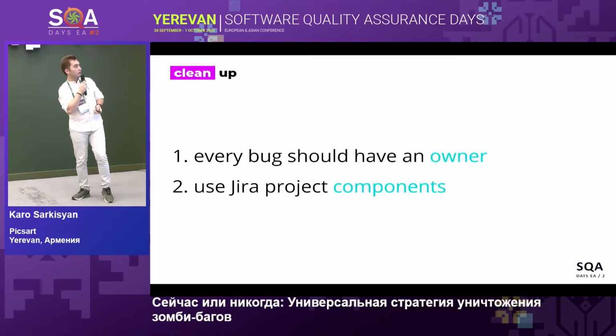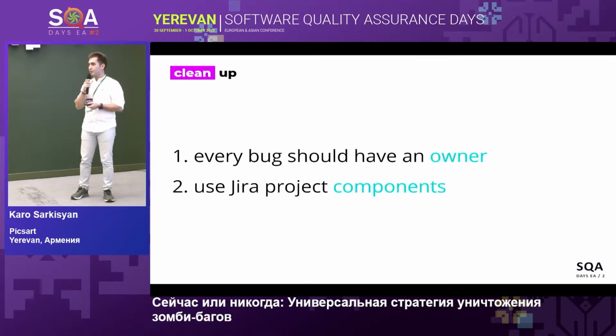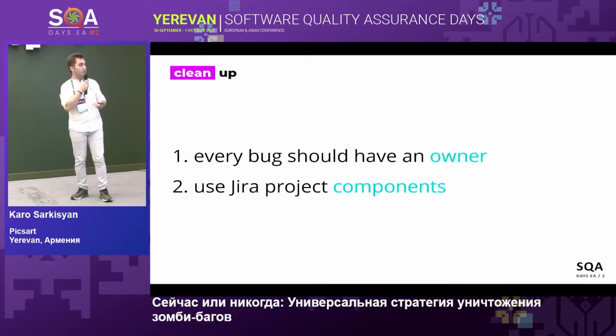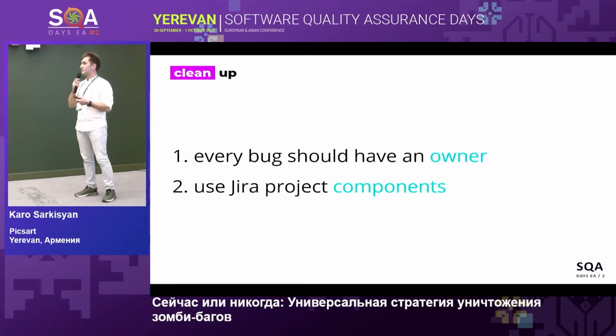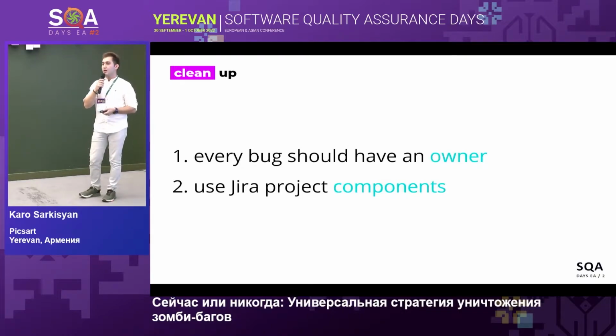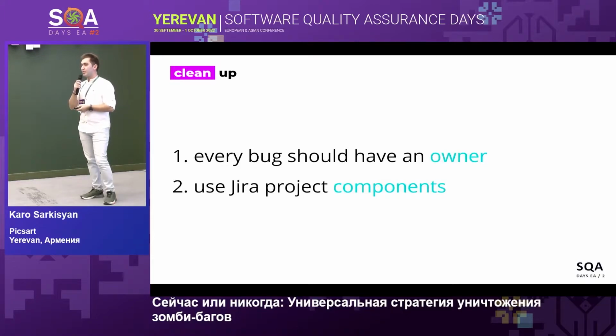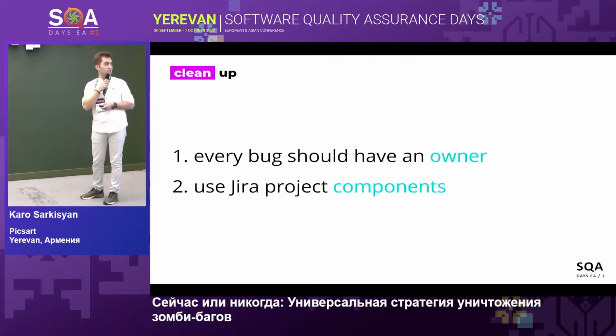For that, we are working with the Jira task management tool. I guess most of you are working with it. In Jira, there is a possibility to separate tasks and bugs with components. It gives you the opportunity to separate bugs by project, by teams. In our case, we separate the components by teams.